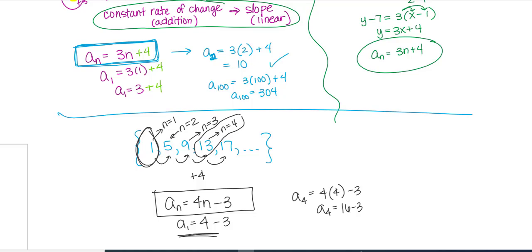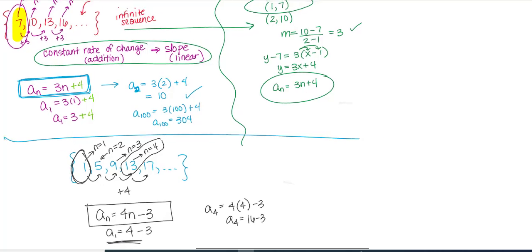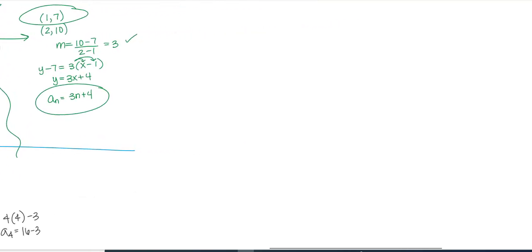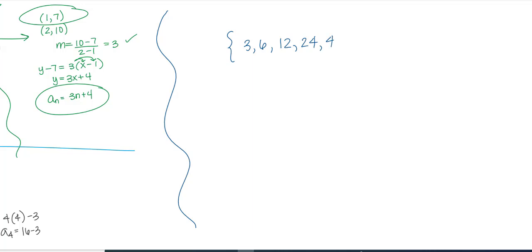I'm just going to show you one basic one real quick on geometric, and then we'll start your notes here in the next video. So let's say I have an infinite sequence where it looks something like this. 3, 6, 12, 24, 48, dot, dot, dot. Again, the dot, dot, dot makes this an infinite sequence, goes on forever.